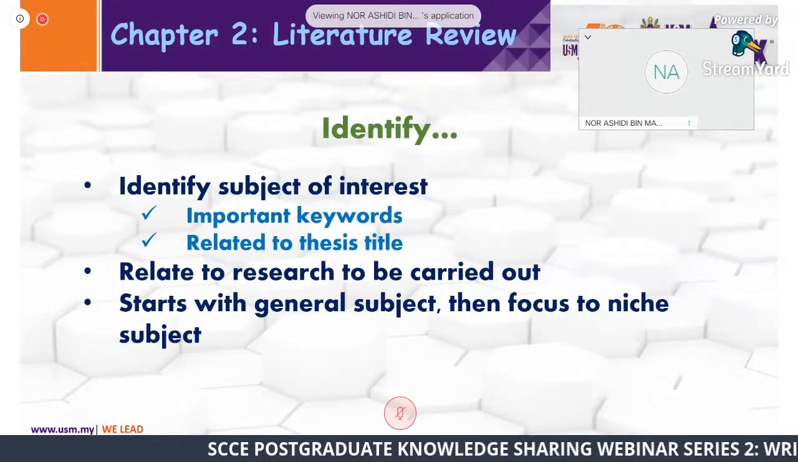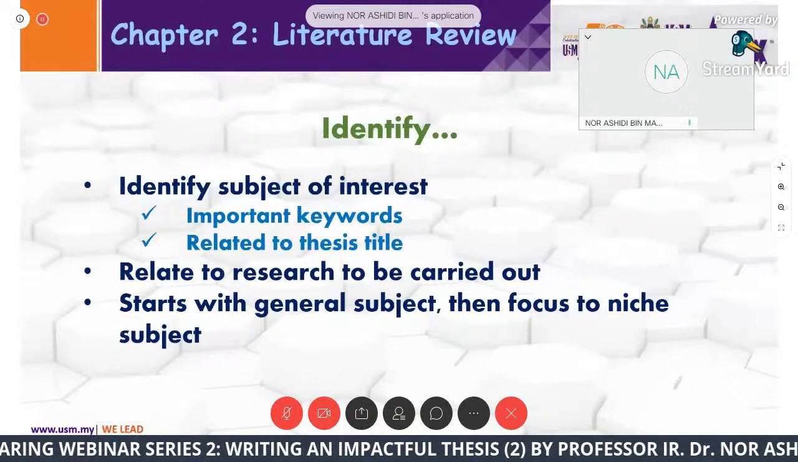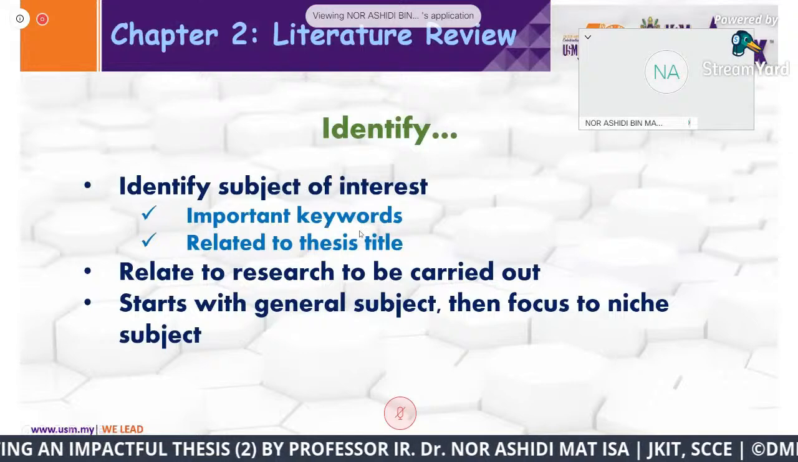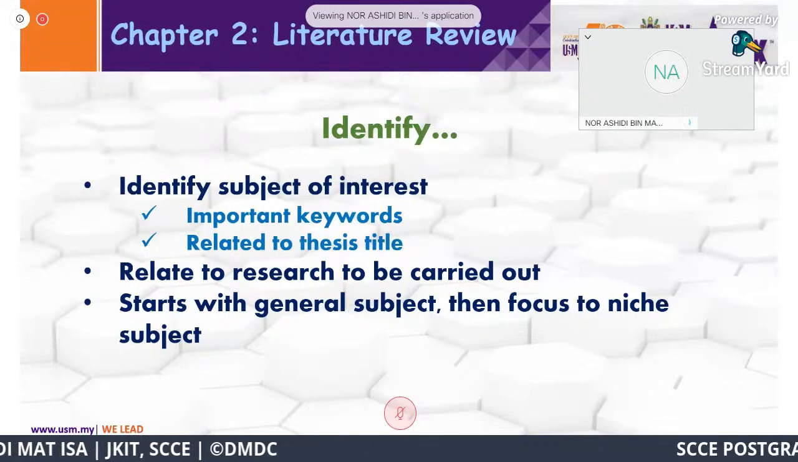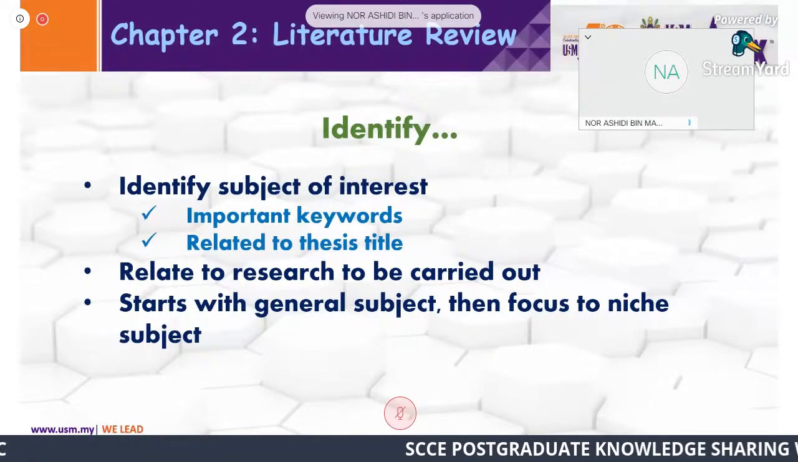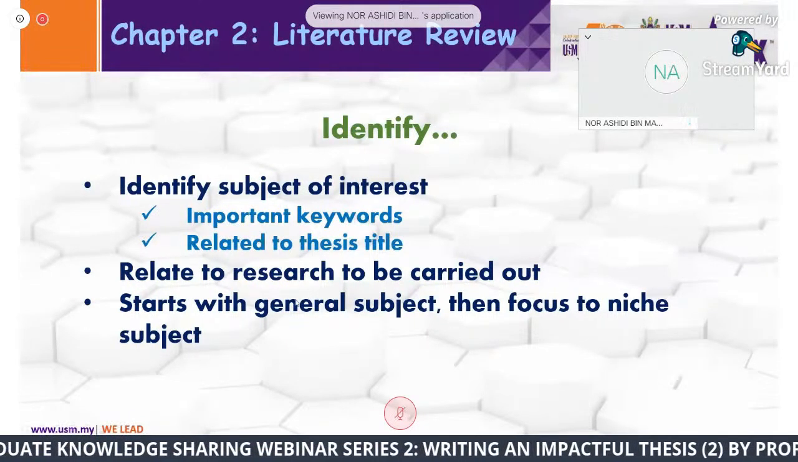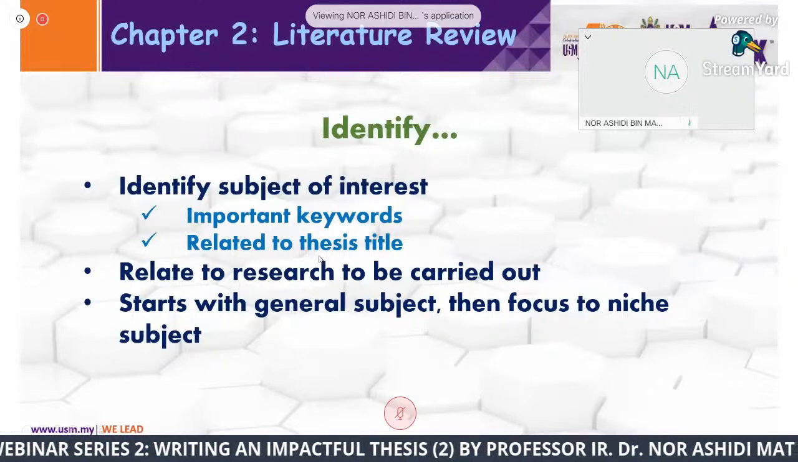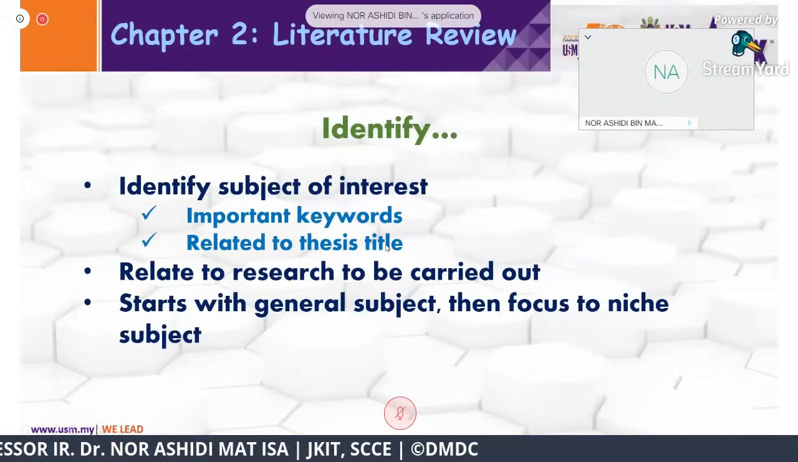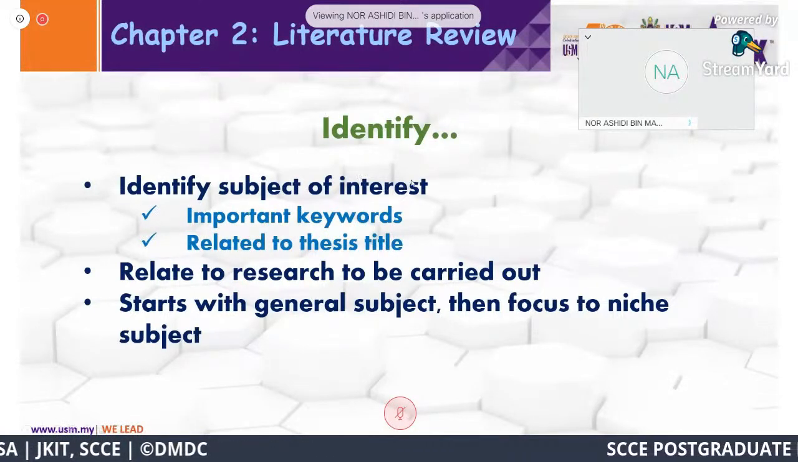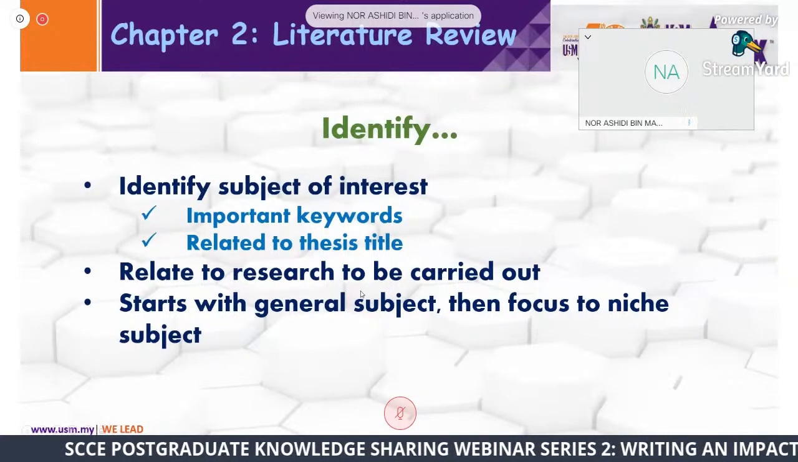Okay? And at the end of the day, when you have these 2 or 3 keywords, you must combine them together in order to form your thesis title. So that's how you form the thesis title. You know what your subject of interest is, you find the appropriate keywords for that subject of interest, then you combine them together to develop, to derive a good thesis title. And then you must make sure that whatever subject of interest you identify must be related to your research to be carried out.